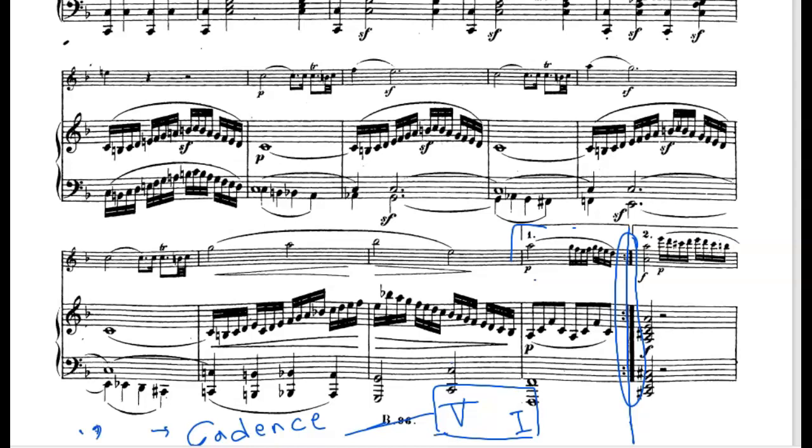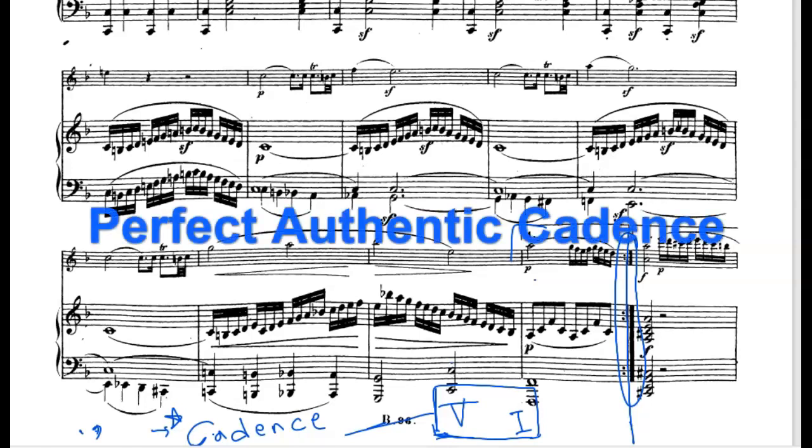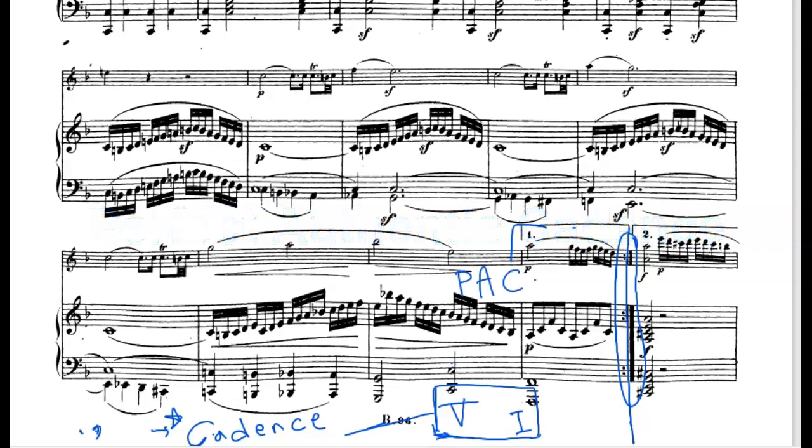In this case, 5, 2, 1, this is a strong cadence. So this one is a big period. So this is the end of the phrase. So I want you to know this term. There's many types of cadences in music, but in this case, this is called perfect authentic cadence. That is the strongest cadence in music, which is used at the end of the big sections, especially at the end of the entire piece. PAC is used, perfect authentic cadence.